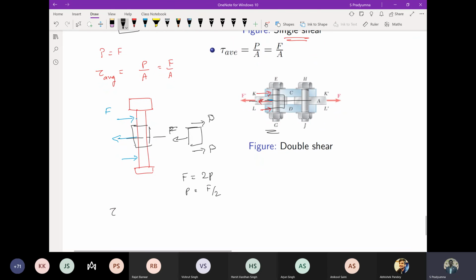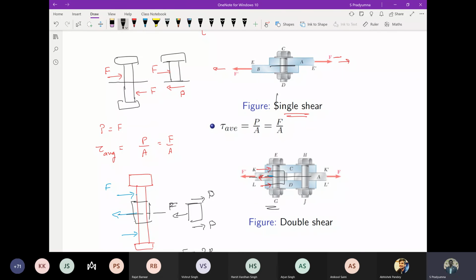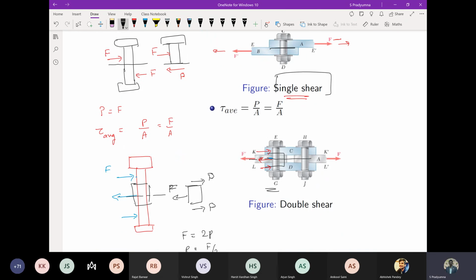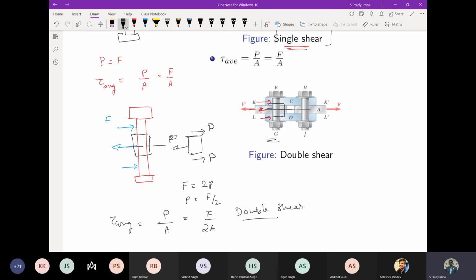The average shear stress tau in this case is equal to P divided by A, that is F by 2A. This is called double shear. So it is sheared at two different locations. We call it double shear, and here we call it single shear, because it is sheared at one particular location. But if you have a double shear, the magnitude of the shear stress is half of what you have in the single shear.